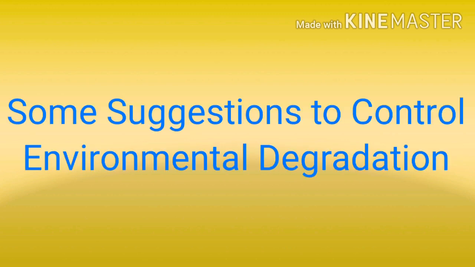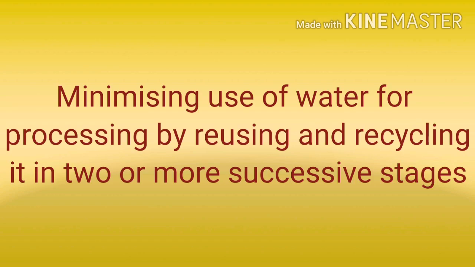Here we are going to study various suggestions and ways adopted by the government to control our environment. The first suggested measure is minimizing the use of water for processing by reusing and recycling it in 2 or more successive stages. This means that in order to safeguard our water resources, we want to minimize their use.